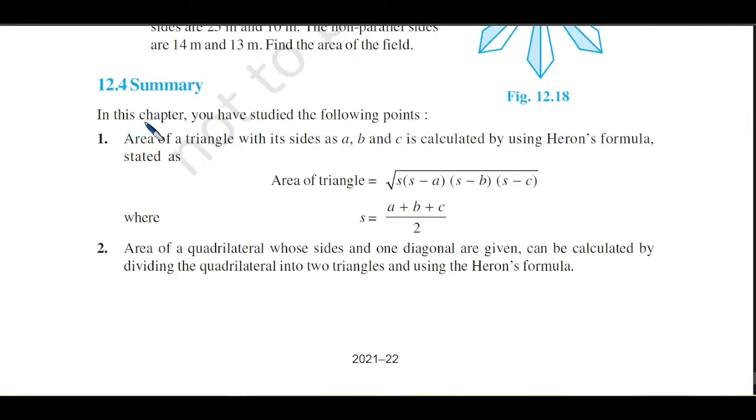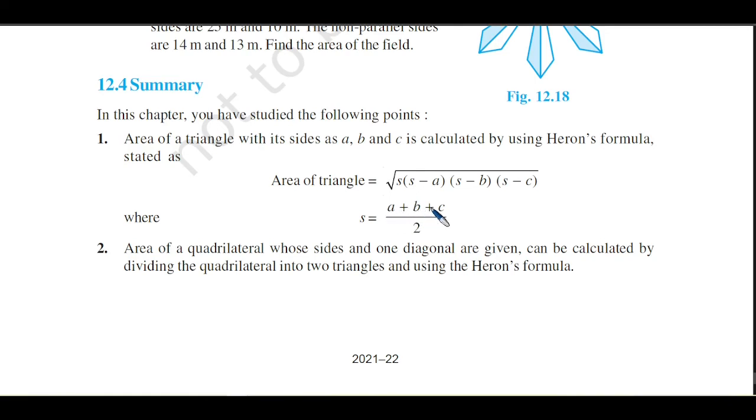So this chapter was mainly based on Heron's formula. You have studied the following point. Area of a triangle with sides A, B, C is calculated by using Heron's formula, stated as area of a triangle is the square root of S into S minus A, S minus B, S minus C, where A, B, C are the sides which you know, and S also you can express in terms of the sides.